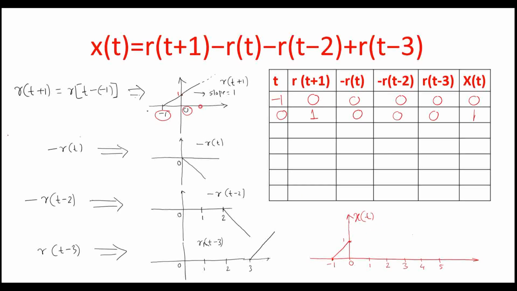Now at t equal to 1, say this is 1. Here we can say that this is a ramp signal which is linear. So at t equal to 1, the amplitude will be 2. That is, r of t plus 1 is 2.